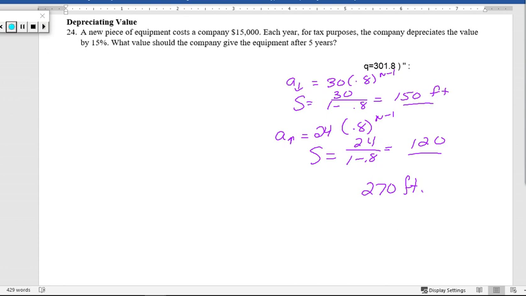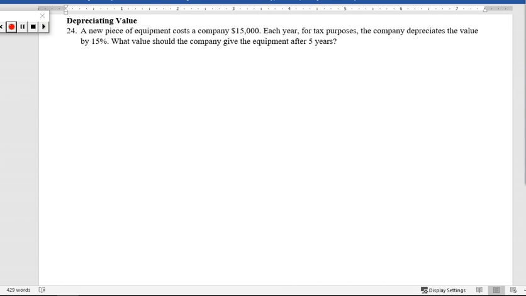Okay, and the last piece here, our last problem, is depreciating value. We have a new piece of equipment that costs the company $15,000 new. Each year, for tax purposes, the company depreciates the value by 15%. What value should the company give the equipment after 5 years? So when it is new, that piece of equipment is worth $15,000. After year 1, it is only worth 0.85 of that. So it's a sub 0 times 0.85, and that's going to give us 12,750. So there's our a sub 1.